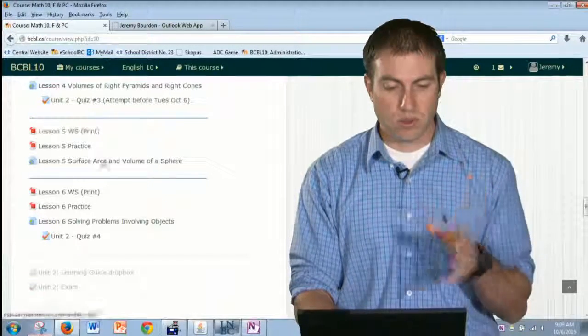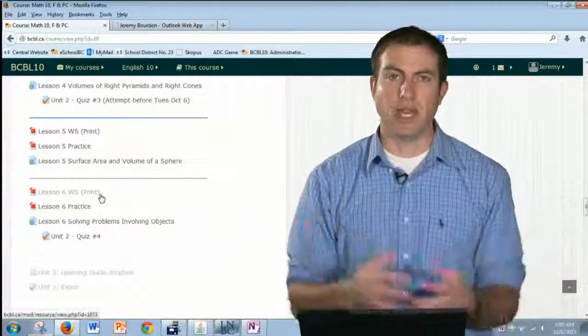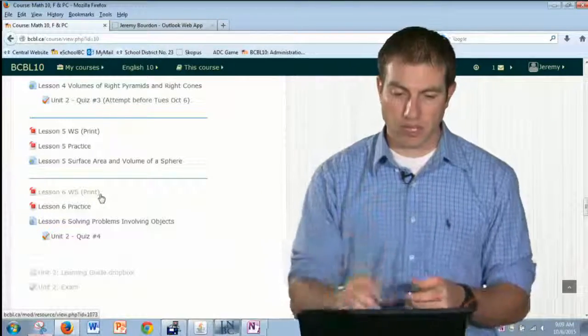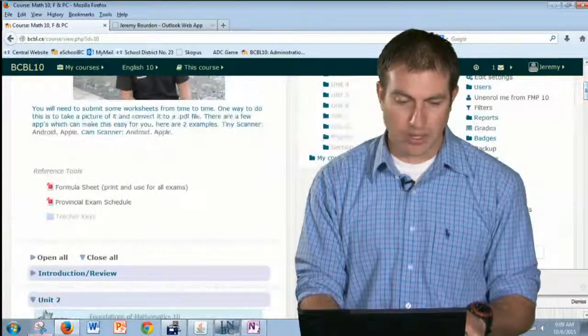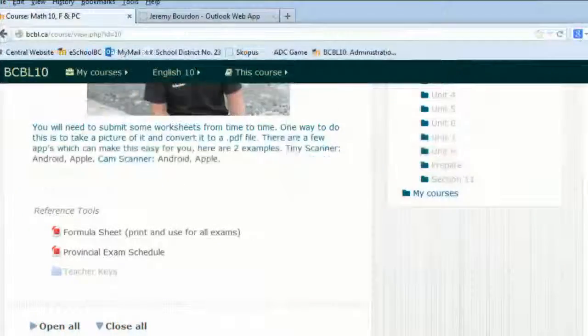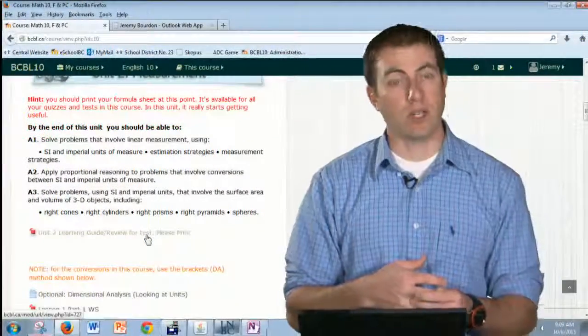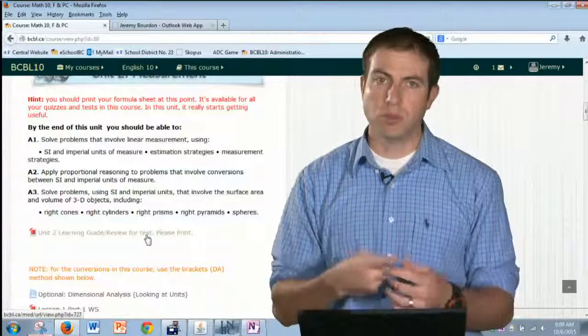You can see we have 2 lessons left, and then we are going to be into our first unit test. And the way this is going to work is a few people have been messaging me, asking me about the unit learning guide up at the top here. So I'll just go to the top of the unit here. A little bit too far. The Unit 2 learning guide, review for the test, please print. And this is going to act as a bit of a review for the test. And if you haven't had a chance to print that out and start looking at it, it'd be good to start that today. We have 3 classes this week and 2 more lessons to go through.